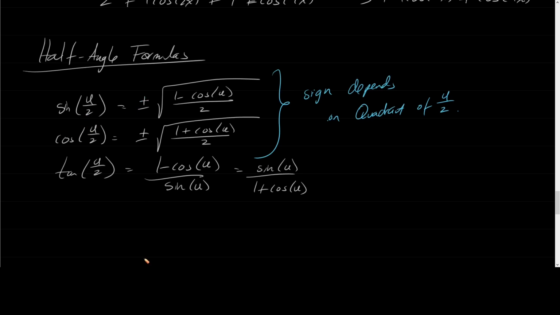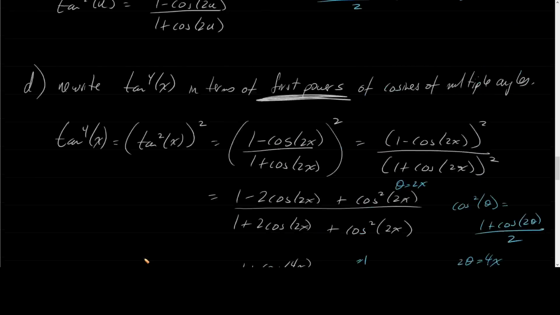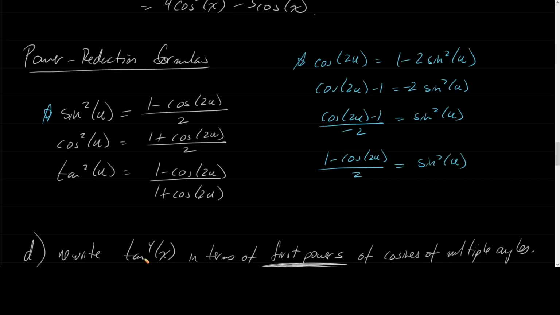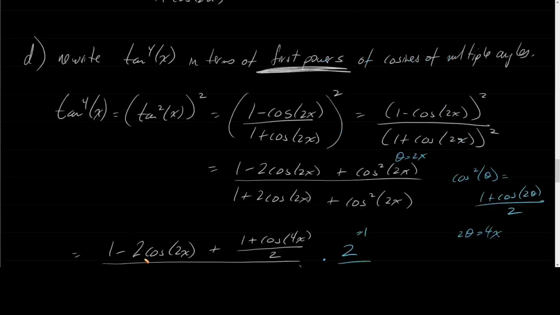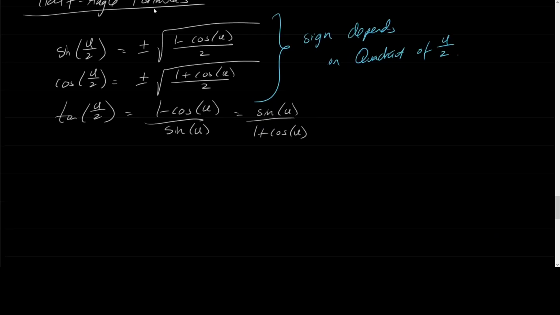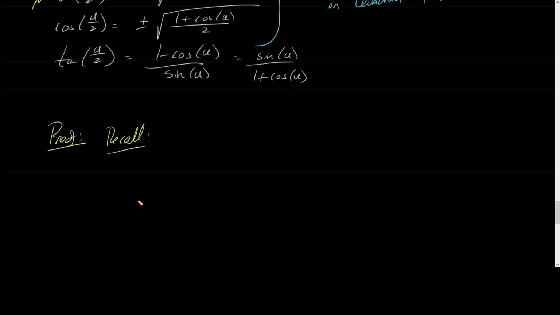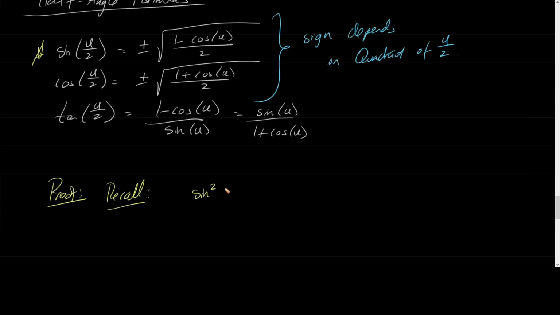Now, where do these come from? Well, they come from these. Notice that they're not that different from these. So let's see how. I guess I'll prove this one right here. So here's the proof. First, recall from above that sine squared of theta is equal to 1 minus cosine of 2 theta over 2, right? That was a formula from above.